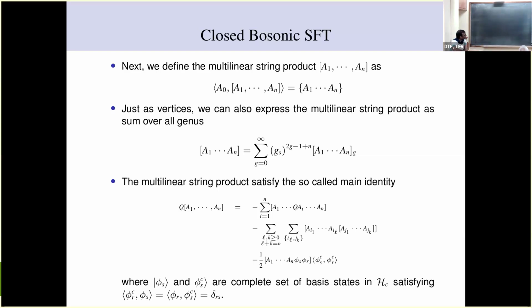How is the left hand side a definition of the multilinear string product? Because this is the BPZ inner product. You define some abstract state in the CFT, and you take the inner product with some A0, and the result of that BPZ inner product should give you this.